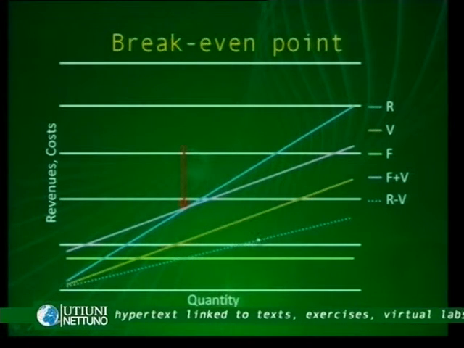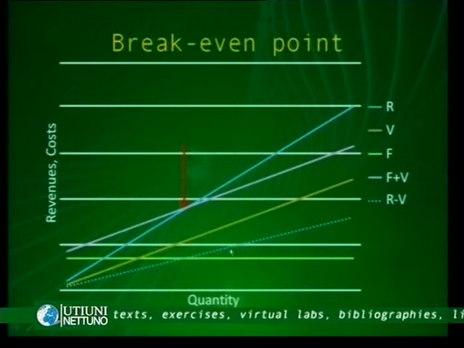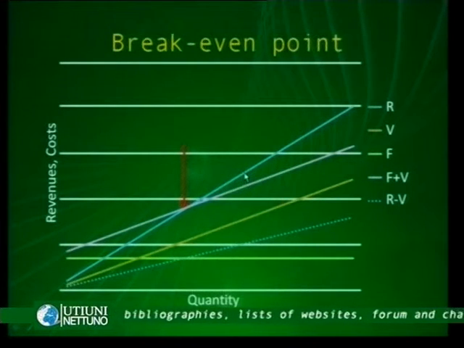When you increase the quantity produced and sold, the contribution margin is still increasing, so it's beyond the fixed cost. So this means that you are generating profits and that the revenues are higher than total cost.